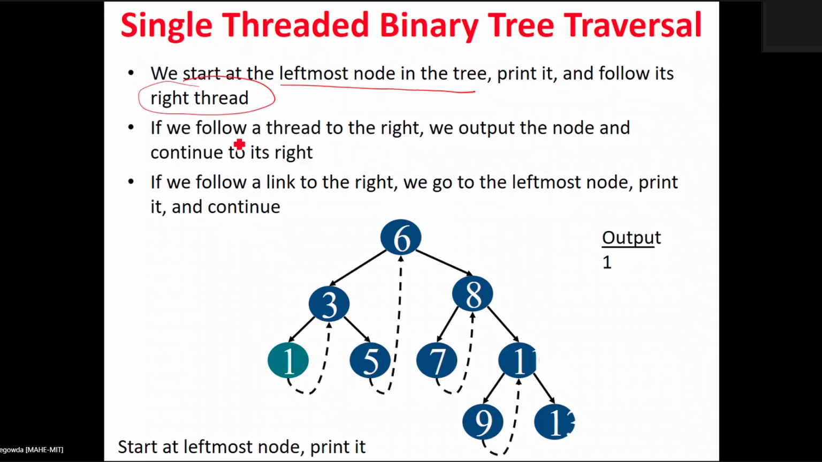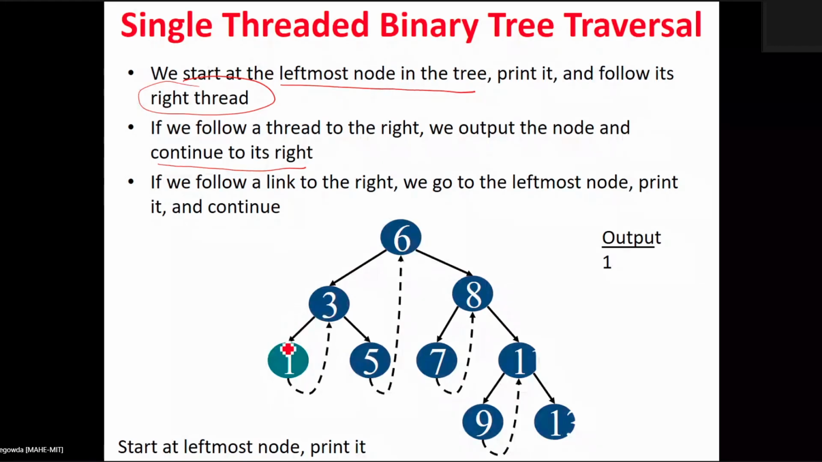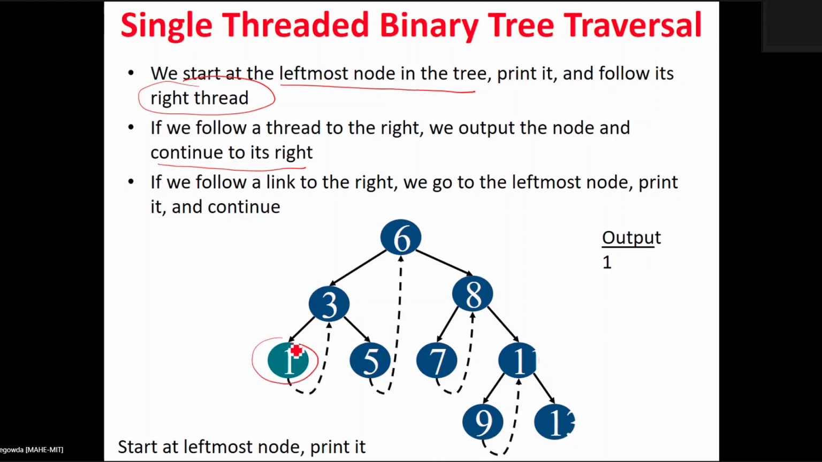Okay, so that is the leftmost node followed by the right thread. If you follow a thread to the right, we always output the node and we keep continuing towards its right. Now let's see, start with the first leftmost node. Which is the leftmost node in this example? That is nothing but the 1. So you have to output 1.